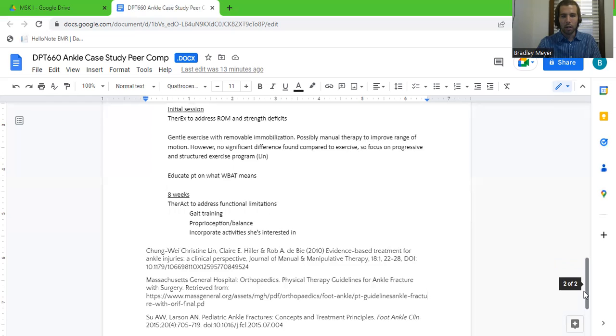So gait training, especially if she had been wearing a boot for a while, getting used to walking again without that boot. Proprioception and balance, which might be impaired with having her ankle immobilized. And then with those therapeutic activities, I would want to try and incorporate activities that she's interested in. So if she does like jumping on the trampoline, maybe like marching on a trampoline or something, but not quite jumping yet. And then after 8 weeks, progressing to those higher level activities that she likes to do.